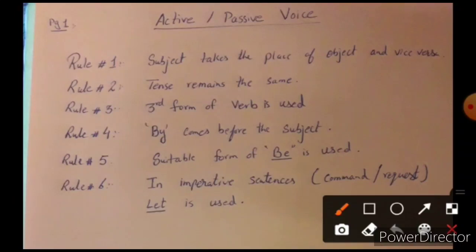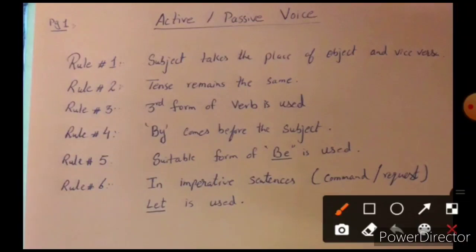Then we have the second rule, and that is that the tense remains the same. So if you are talking about the present indefinite tense, it will remain in the present indefinite. If we are talking about the progressive tense, as in present continuous, it will remain in present continuous. So the tense does not change into any other tense.